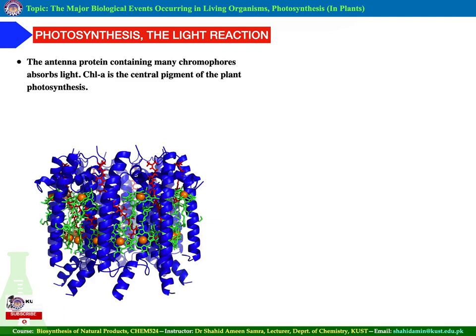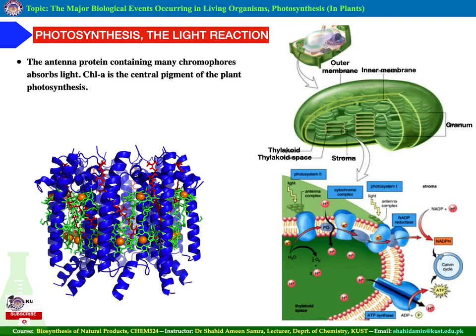So this is the structure of the antenna. This is a manifestation of antenna proteins. Here you can see this blue color. This is antenna protein, and these green color and red color structures, these are actually the pigments that are responsible for capturing the light. This antenna protein, along with the dispersed pigments, is present at specific structures.